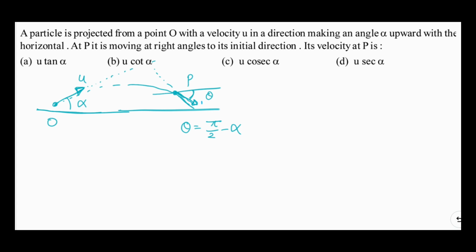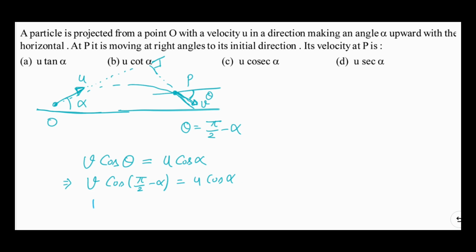Let's say this is v, at perpendicular direction to the initial velocity. So the horizontal component of velocity at this point should be v cos theta, but the horizontal component of velocity in projectile motion remains constant, and that is initially u cos alpha. So I can easily write v cos theta, where theta is 90 minus alpha, is equal to u cos alpha, or v should be, this term will become sin alpha, and in the denominator cos alpha by sin alpha it will become cot alpha. So I am getting v as u cot alpha.